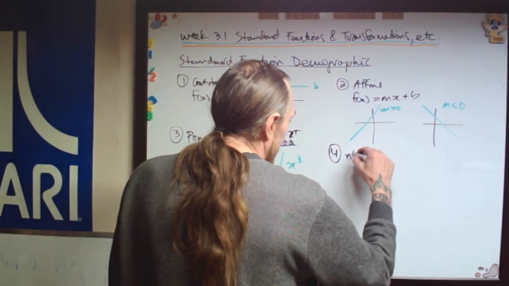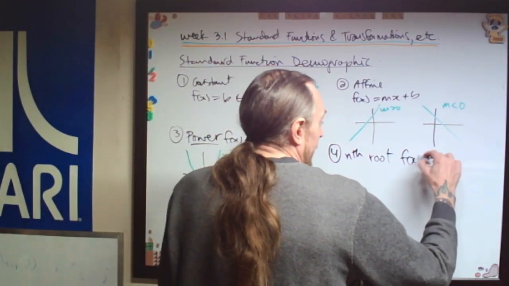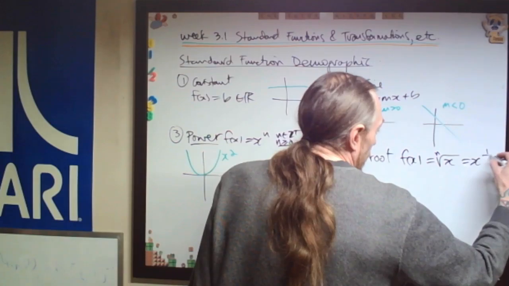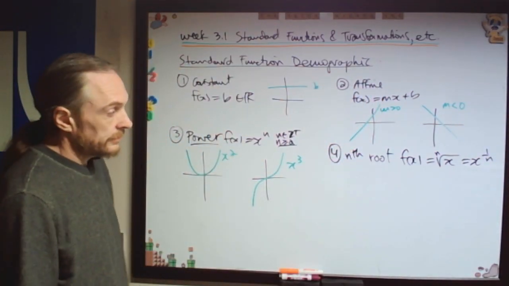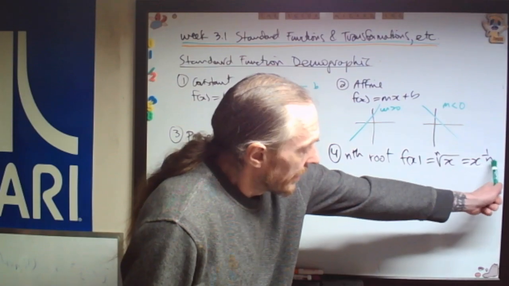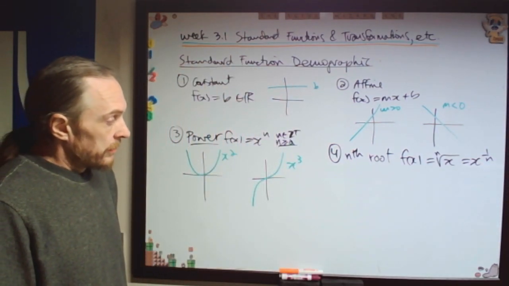What is this going to be? This will be nth root. Nth root functions are going to look like f of x is the nth root of x, which is x to the 1 over n. So nth roots are the denominator of a fraction, 1 over n. What do they look like?